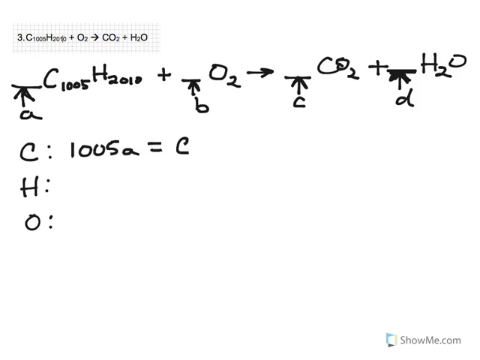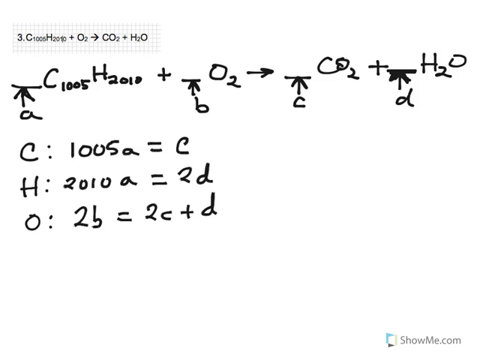For hydrogen, we have 2010 hydrogens on the left side of the equation with C1005H2010. So we can say that we have 2010A, and that will be equal to, on the right side of the equation, we have 2 hydrogens, and that is with water, so we will have 2D. For oxygen, we have 2 oxygen on the left side of the equation, so we have 2B. And on the right side of the equation, we have 2 oxygen with carbon dioxide, so 2C, and we have 1 oxygen with water, so we will have 1D.